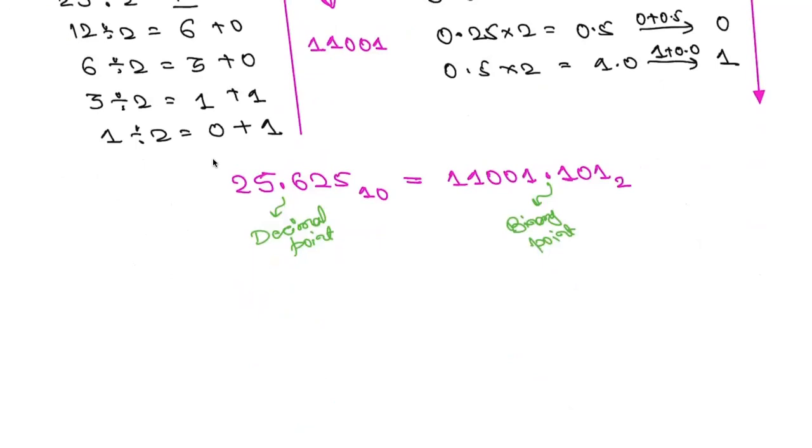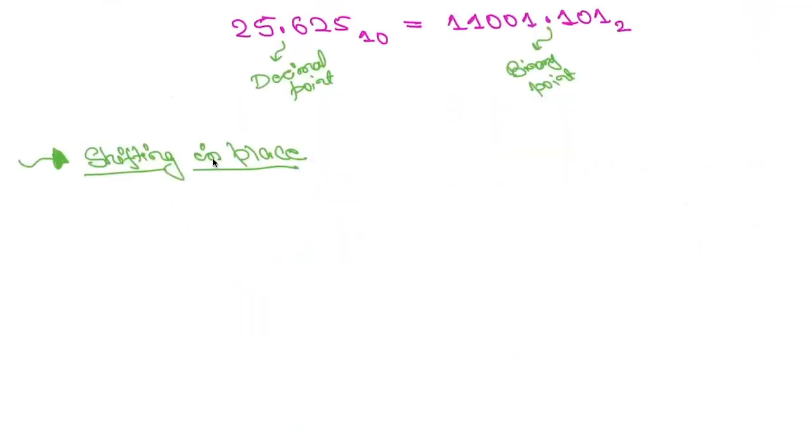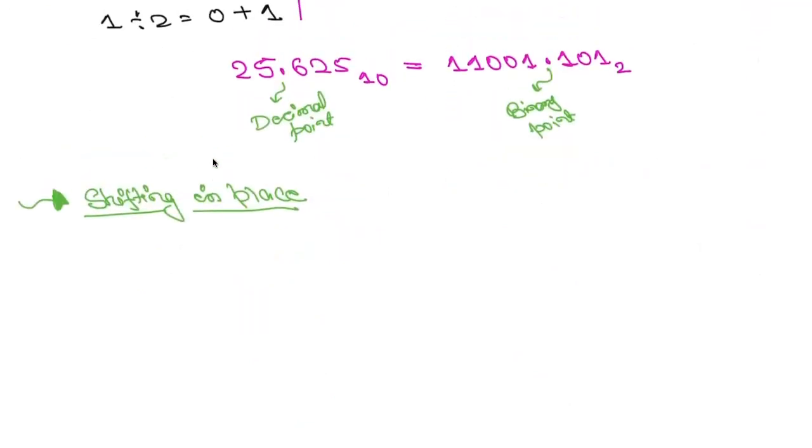Yes, sir. Okay. Now tell me, what does shifting the place point affect? Shifting the place point. Place point means decimal point, binary point.